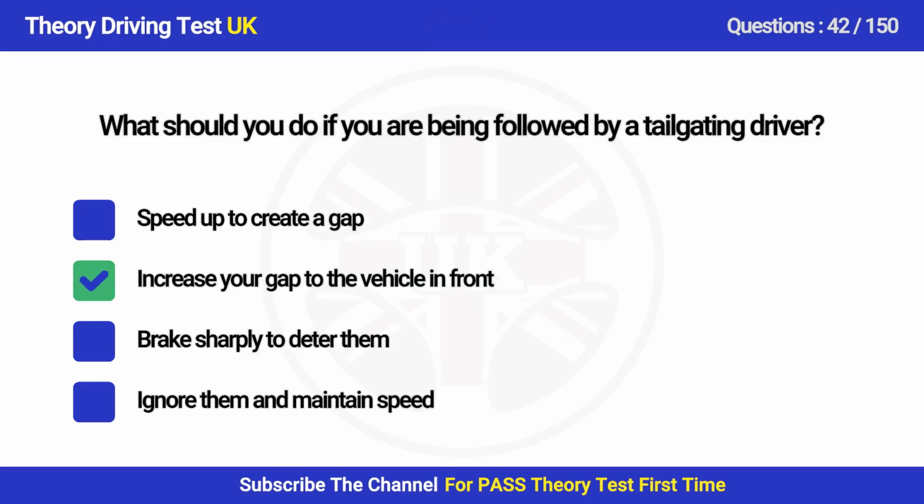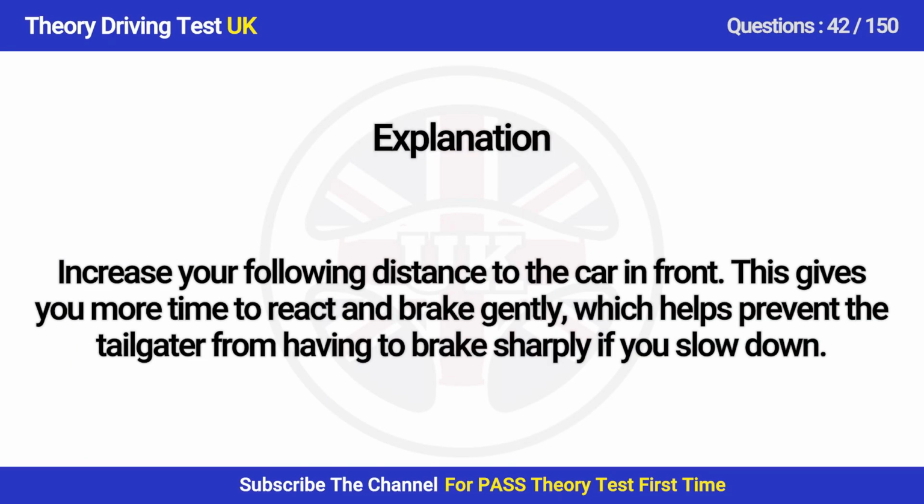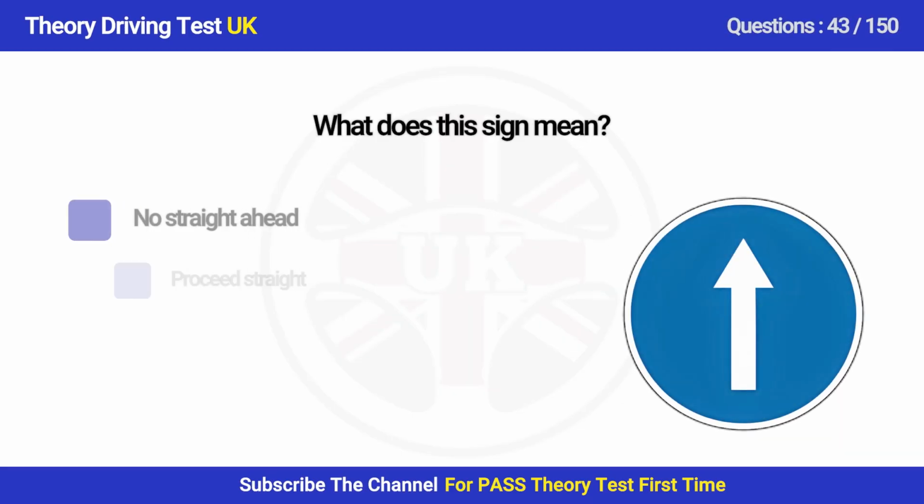Answer is B. Increase your gap to the vehicle in front. Increase your following distance to the car in front. This gives you more time to react and brake gently, which helps prevent the tailgater from having to brake sharply if you slow down. Question 43. What does this sign mean?